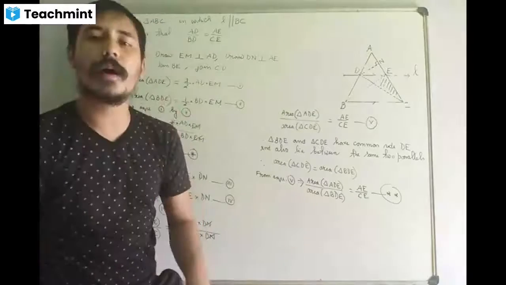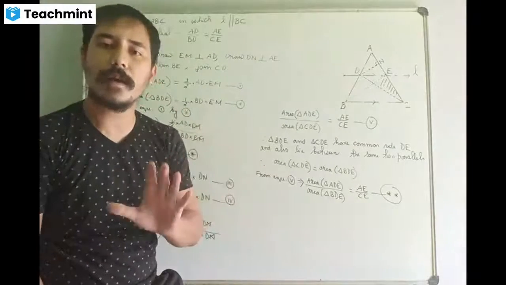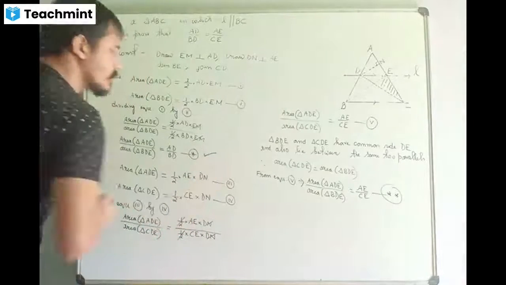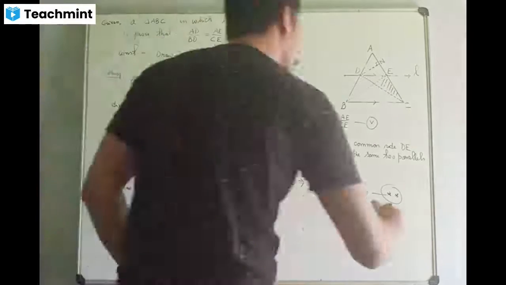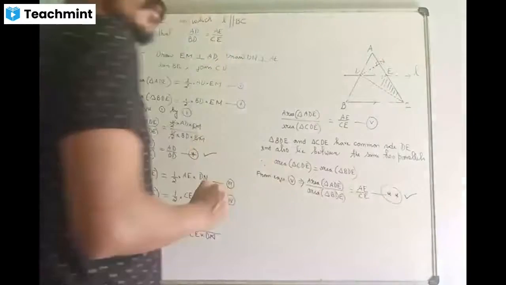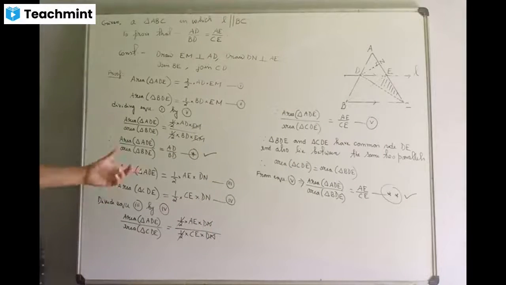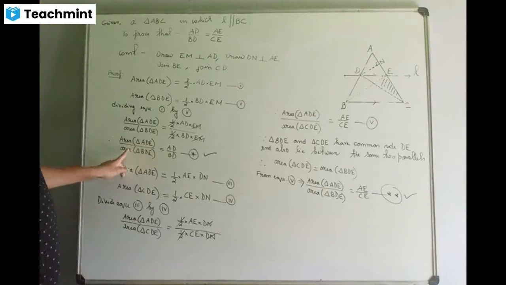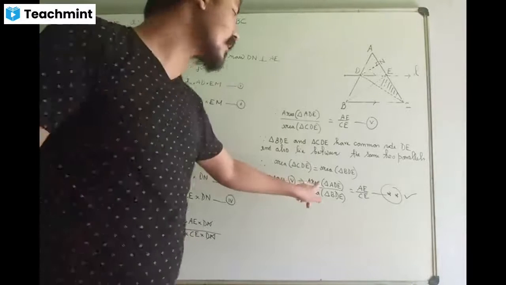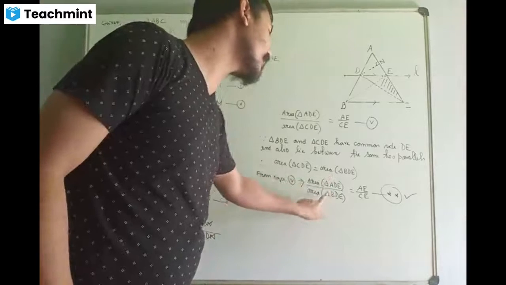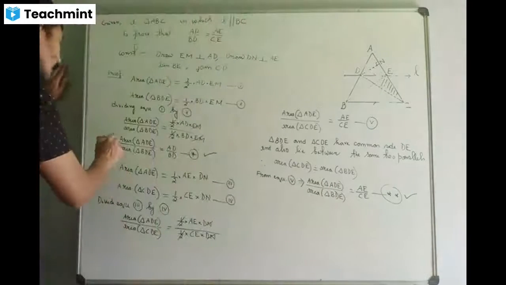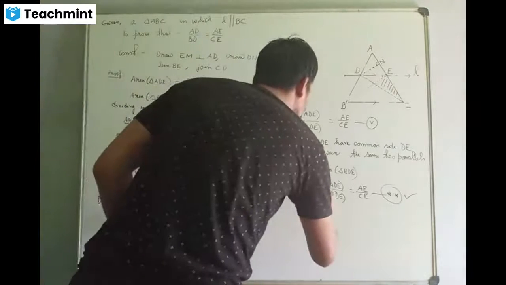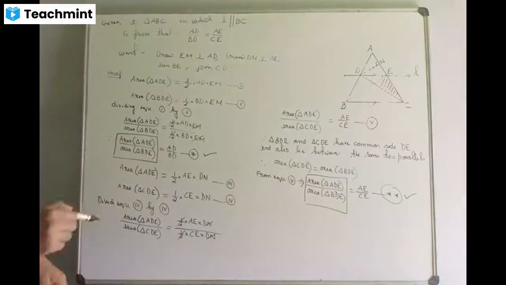Now I want you to compare equation star and double star. Where is equation star? Here it is. Where is equation double star? Here it is. Look at your left hand side: area ADE upon area BDE. Look at the left hand side here: area ADE upon area BDE. So the left hand side of equation star is equal to the left hand side of equation double star.